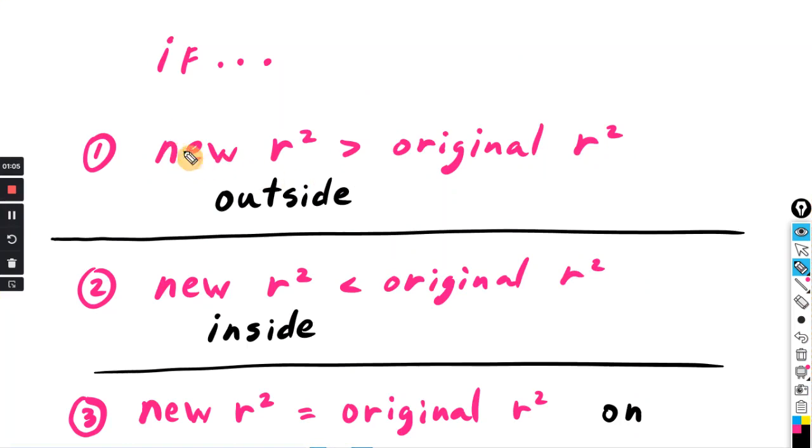So if the new r squared is greater than the original r squared, the point's going to be outside the circle. If the new r squared is less than the original r squared, the point's going to be inside the circle. And if the new r squared equals the original r squared, the point is going to be on the circle.